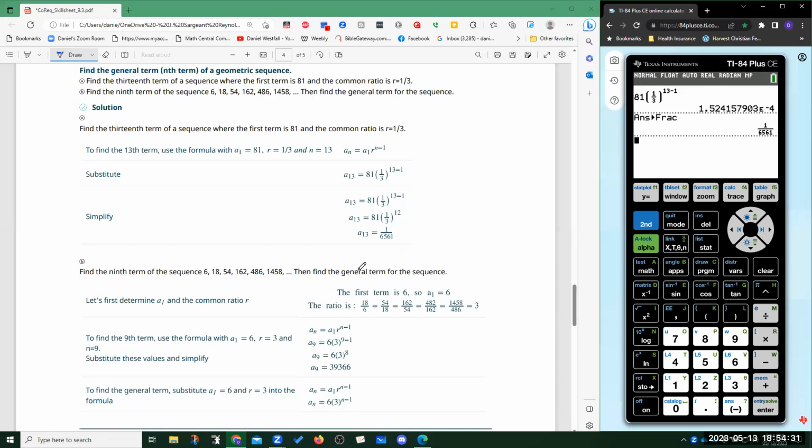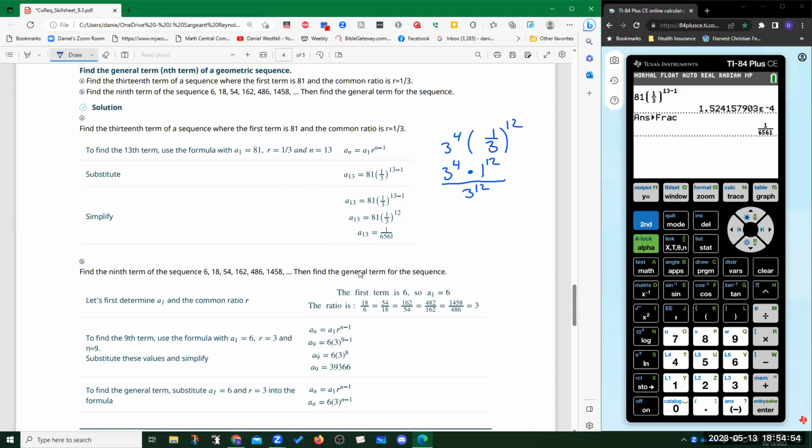If we wanted to do that a different way, by hand, we could say that 81 is 3 to the 4th, and we're going to have 1/3 to the 12th. So that's going to be 3 to the 4th times 1 to the 12th over 3 to the 12th. 1 to the 12th is just 1, so that doesn't matter to me. That's a big 1. 3 to the 4th goes into 3 to the 12th.